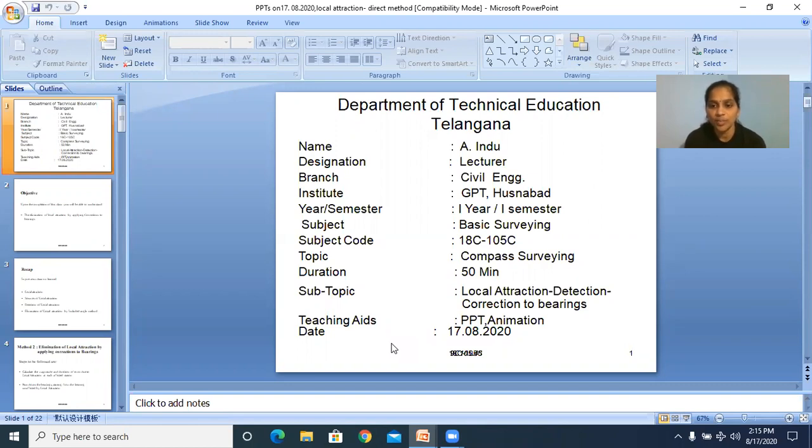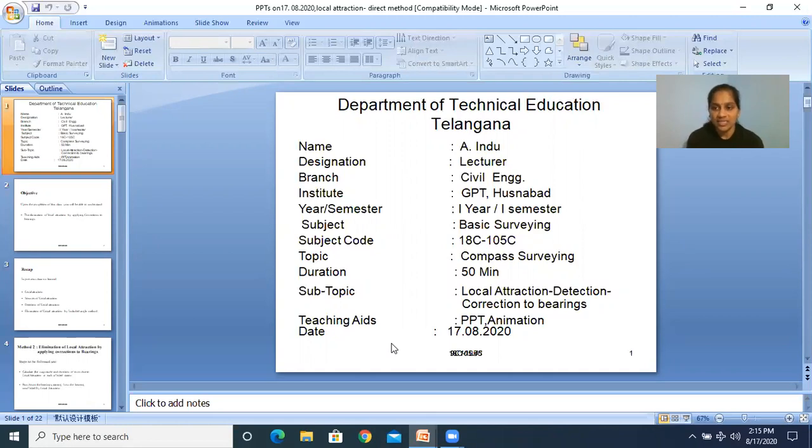Before entering into the new topic, I will recall the topics which we covered in the last class. Friends, in the last class we learned local attraction. What do you mean by local attraction? What are the sources that give local attraction? How can we detect local attraction, and how can we correct the locally attracted bearings? Those topics we went through in the last class.